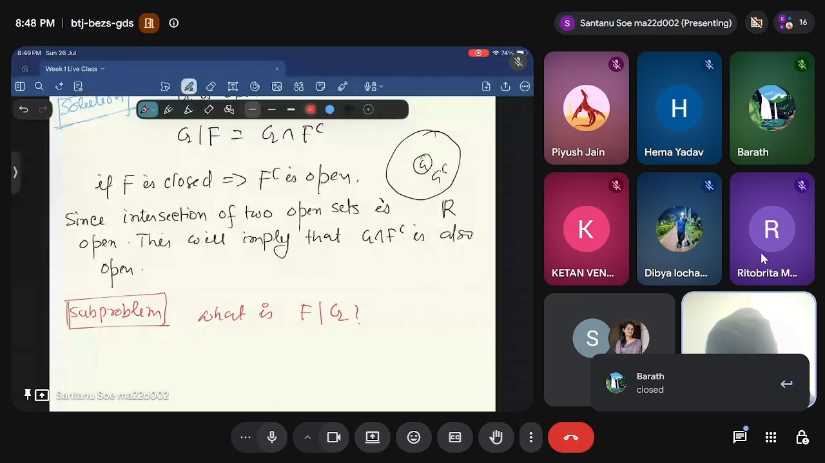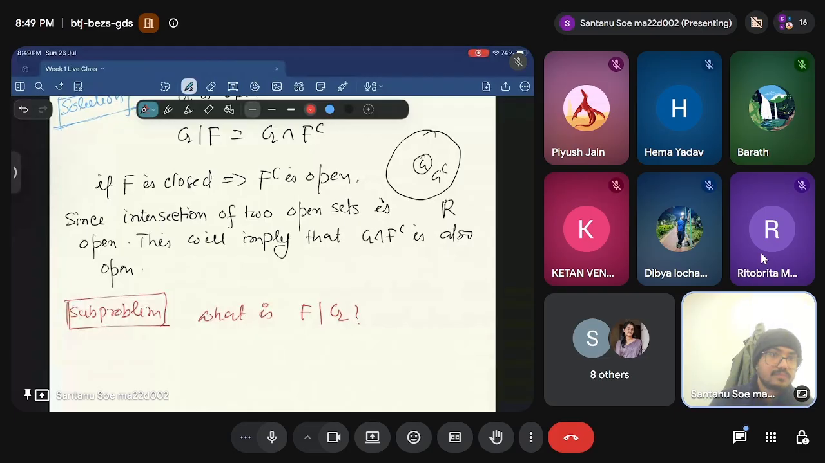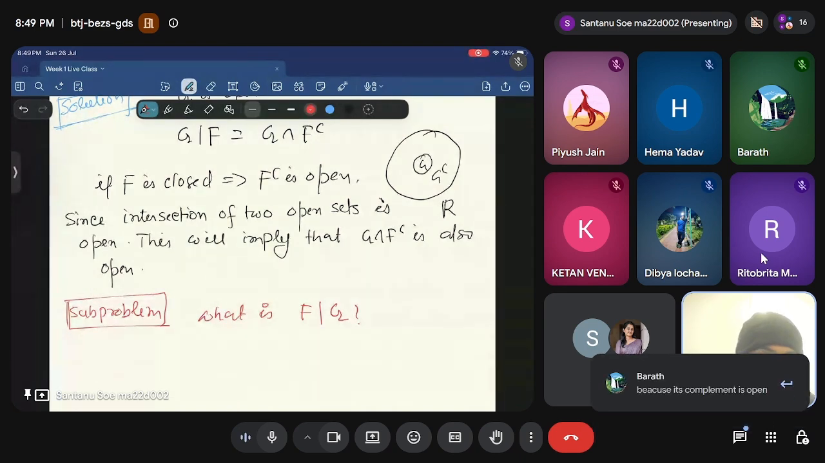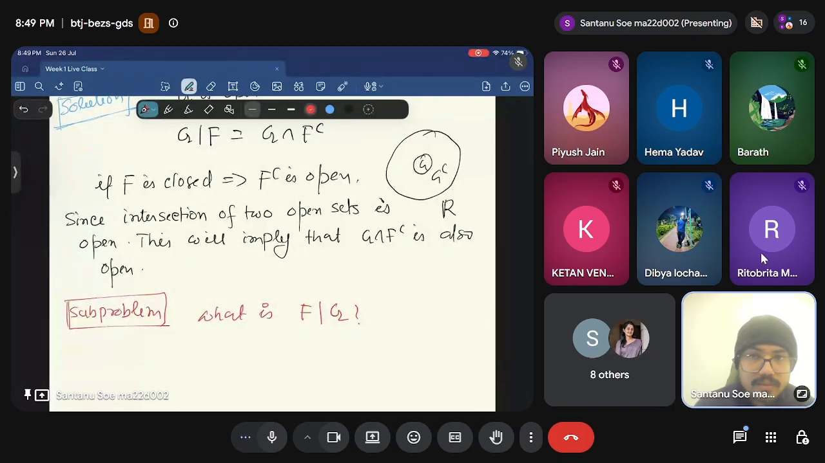It is closed. Why is it closed? Yeah, this is true. Indeed, it is closed. But why? Why, what, and how? These are the three important questions of mathematics. Yeah, that is true, that's correct. Because its complement, we have just shown that it is open, right?